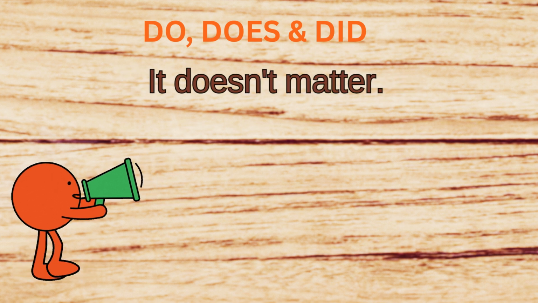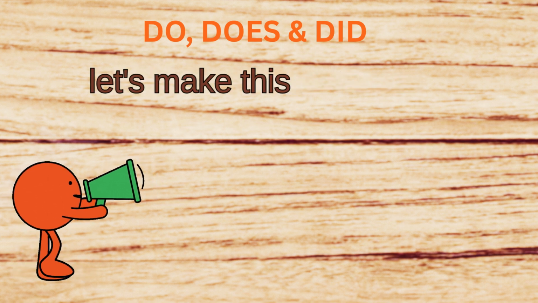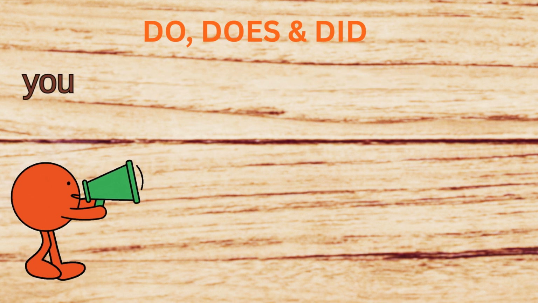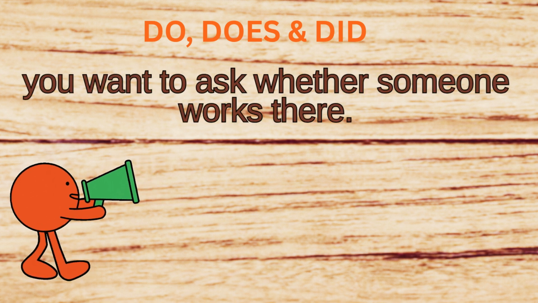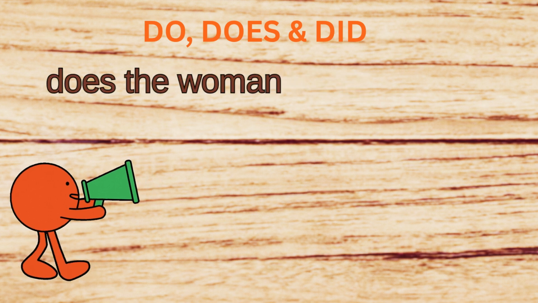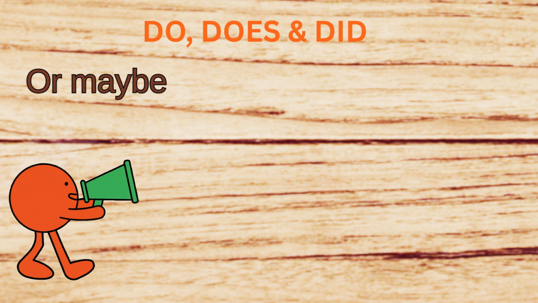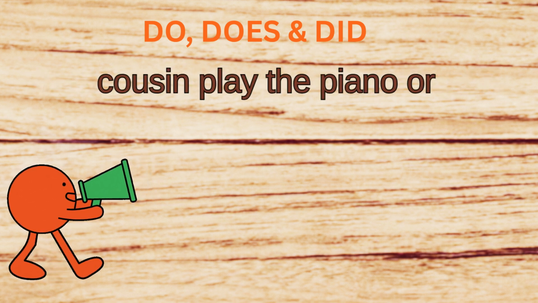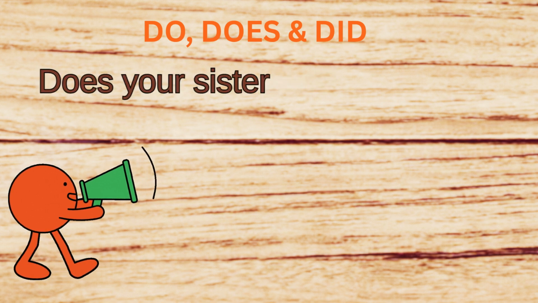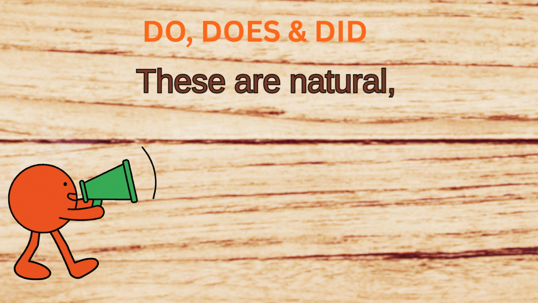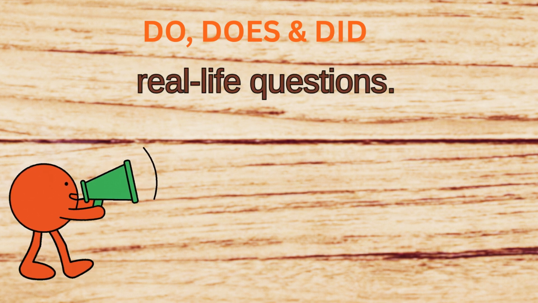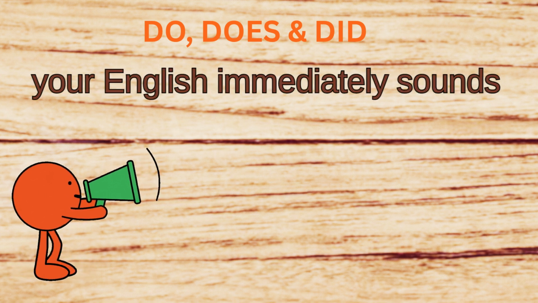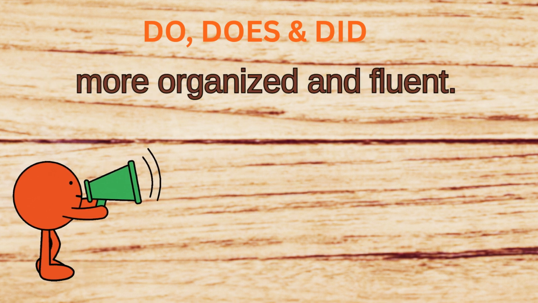Now, let's make this more real. Imagine you are talking to a friend in a cafe, and you want to ask whether someone works there. You might say, does the woman at the counter work here? Or maybe you're asking about a skill. Does your cousin play the piano? Or a routine. Does your sister wake up early? These are natural, useful, real-life questions. If you can use does correctly, your English immediately sounds more organized and fluent.